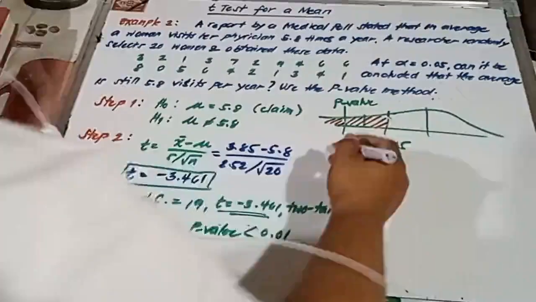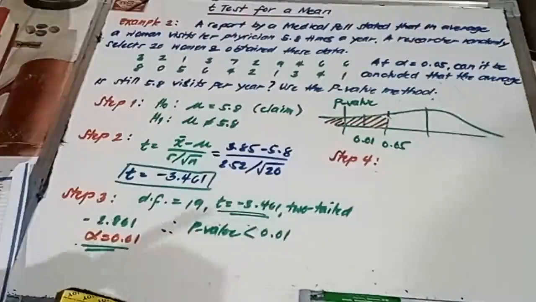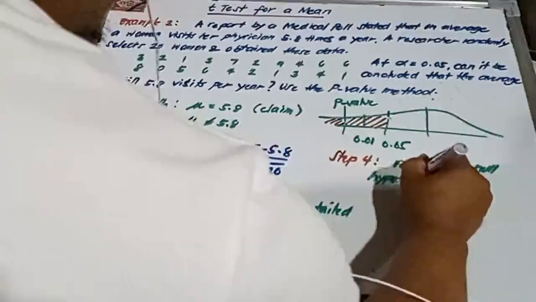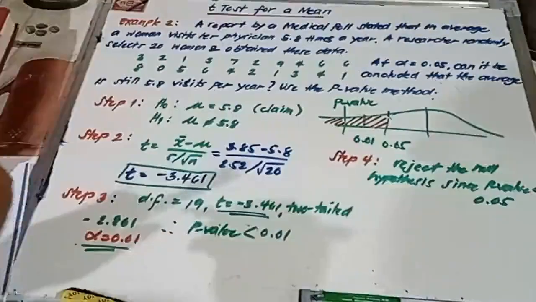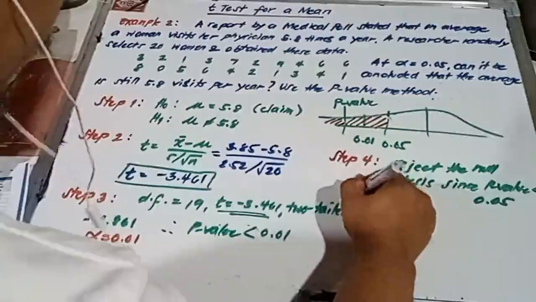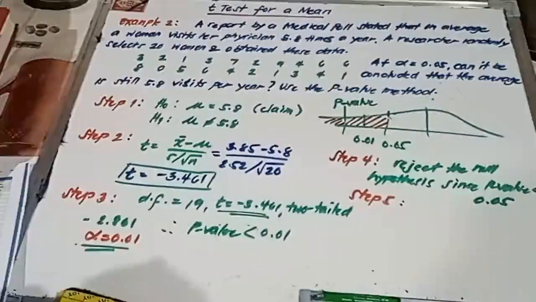Okay? So, step 4 is reject the null. Okay? Reject the null, since p-value is less than 0.05. Actually, less than pa sa 0.01. Okay? So, in step number 5, if we're going to reject the null hypothesis, the claim is not true.